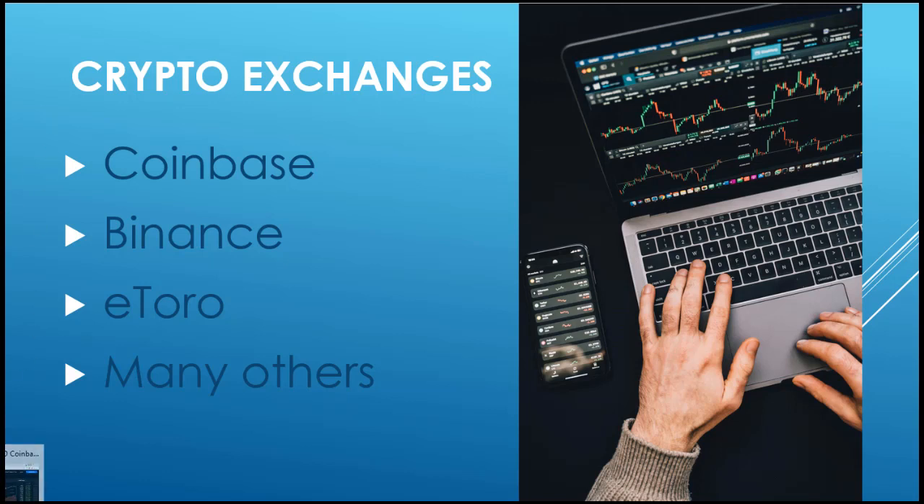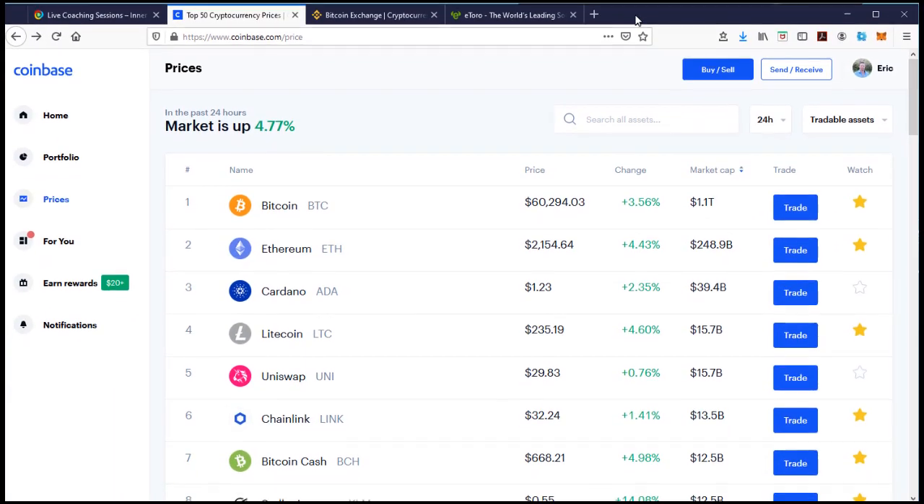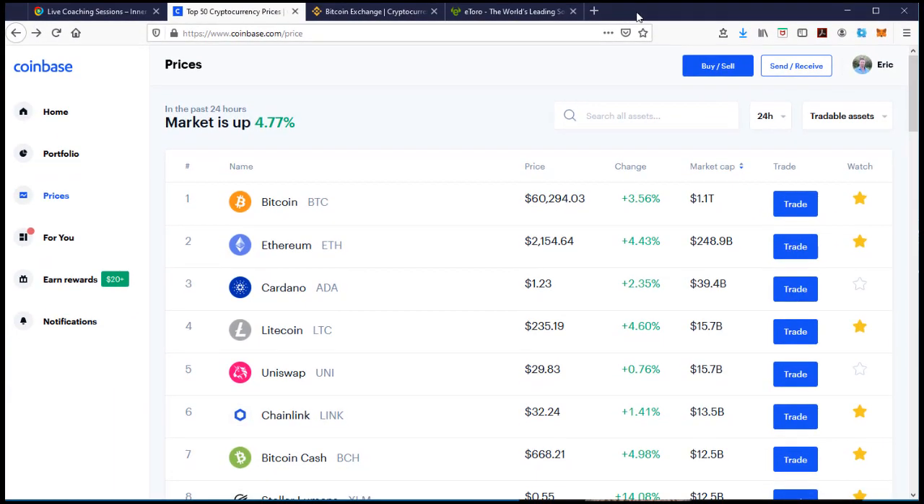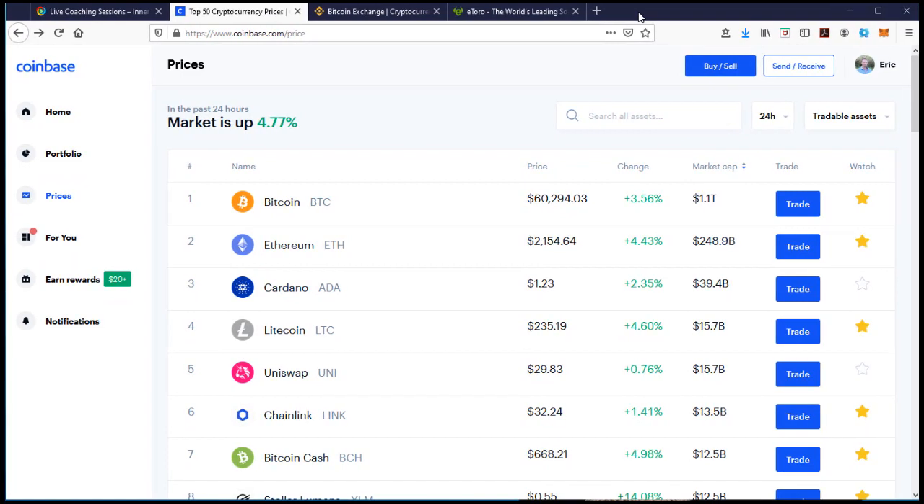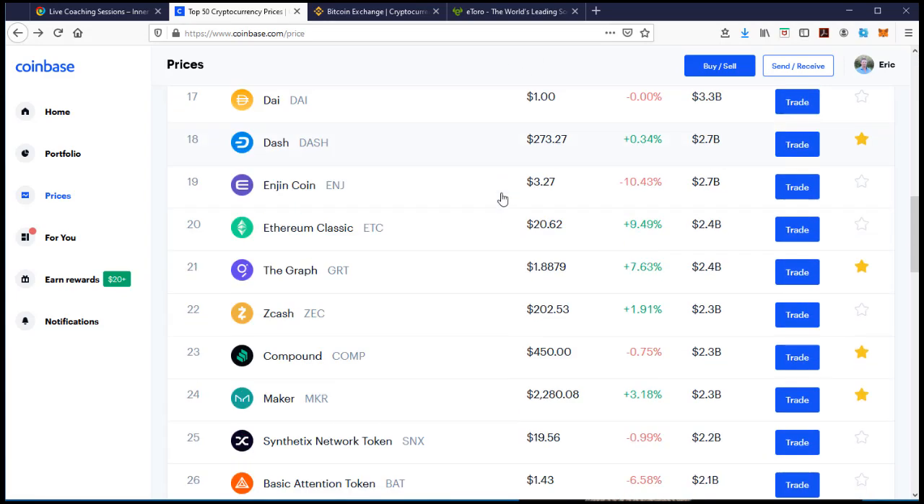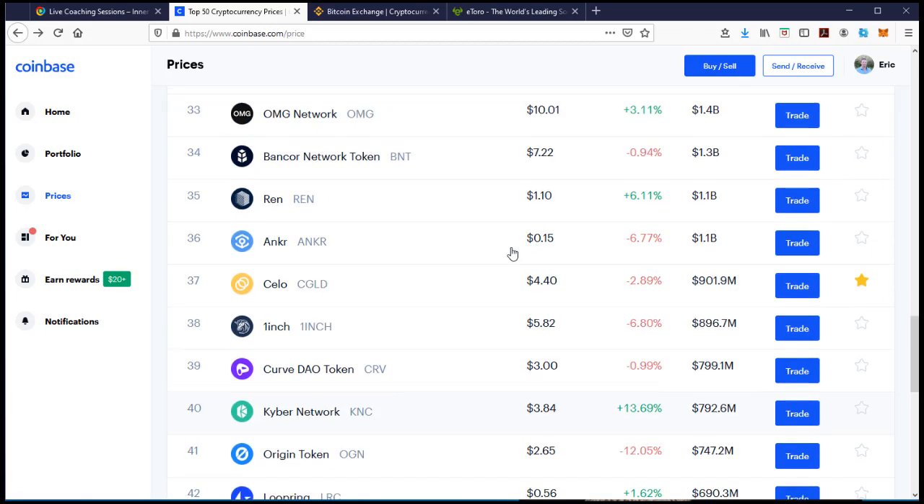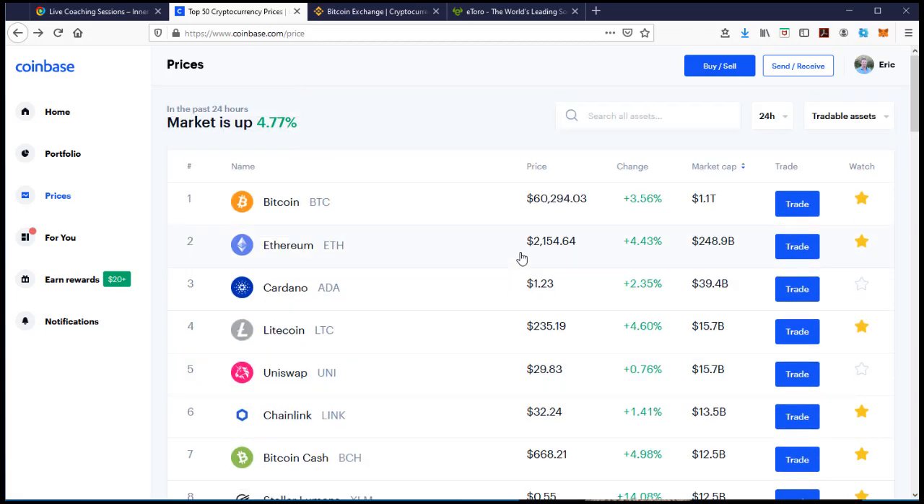Those platforms are free to join. They make money by charging a percentage, a fee, for trades that you make, purchases and sales that you make on those platforms. So the biggest ones are probably Coinbase and Binance. I really like Coinbase because it's so simple. It's very easy to join. It is free to join, like I said, and it's very easy to understand.